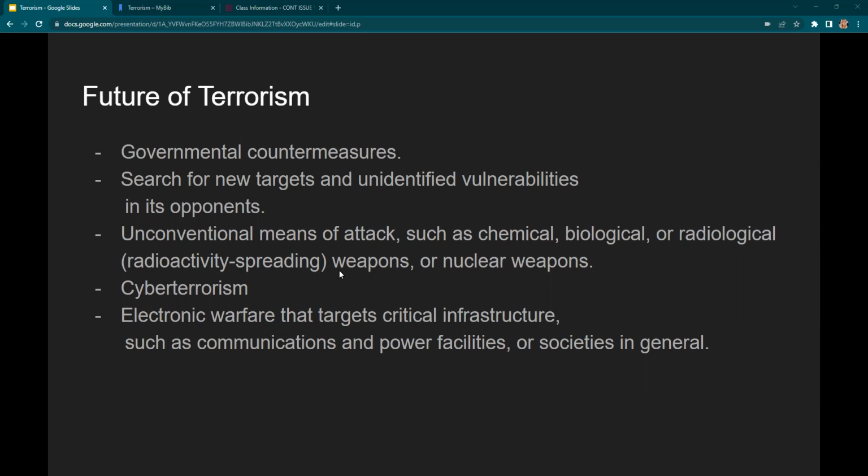This quest also raises the possibility that terrorists may pursue unconventional means of attack, such as chemical, biological, radiological, or nuclear weapons. Future terrorist tactics can also include cyber terrorism, which is sabotage using computers to destroy computer networks or systems, or even electronic warfare that targets critical infrastructure such as communications, power facilities, and societies in general.